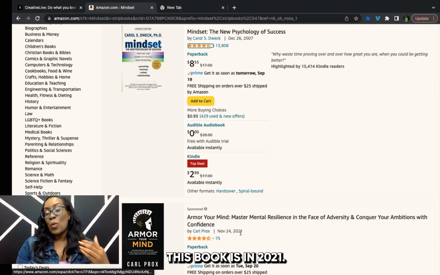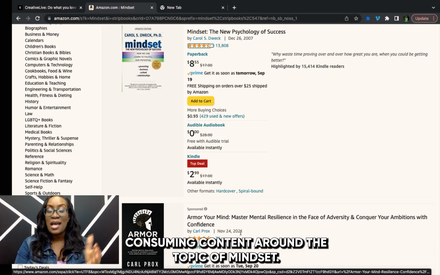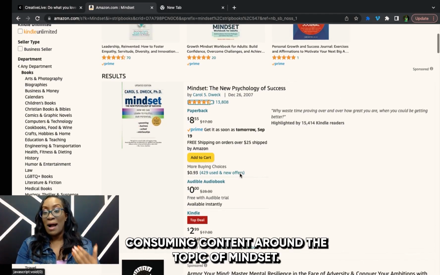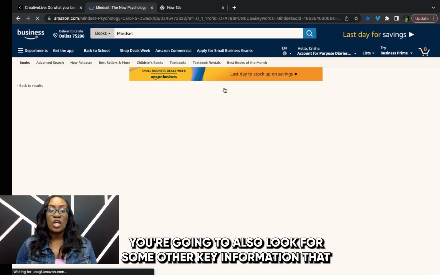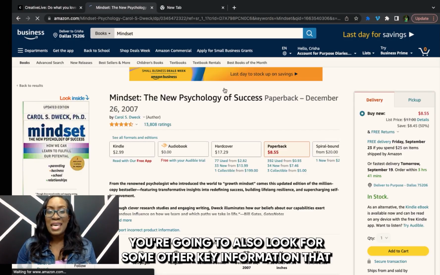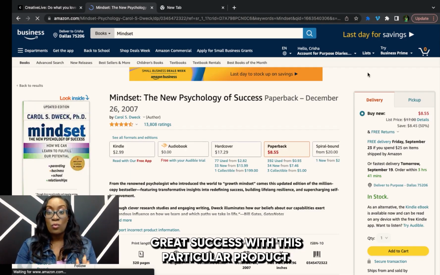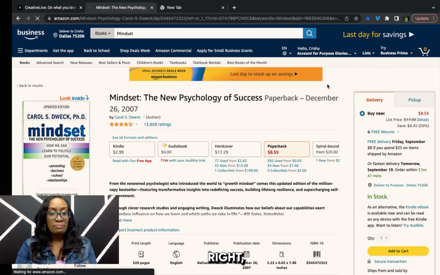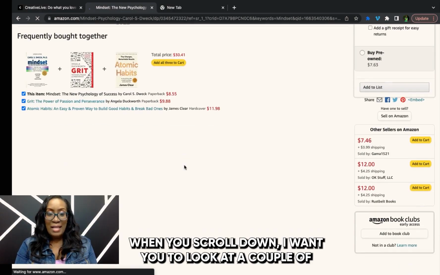This book is from 2021. So we see that there is still a lasting thread of people consuming content around the topic of mindset. Now, once you click and go into the book, you're also going to look for some other key information that I'm going to show you that will help you get great success with this particular product. When you scroll down, I want you to look at a couple of things.